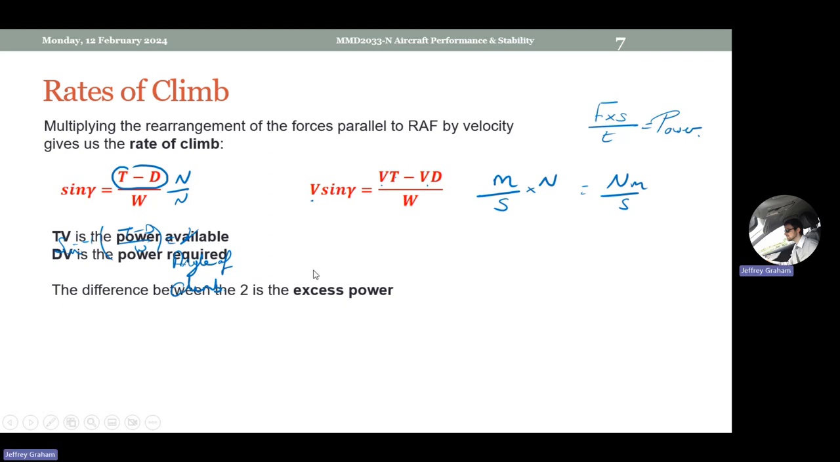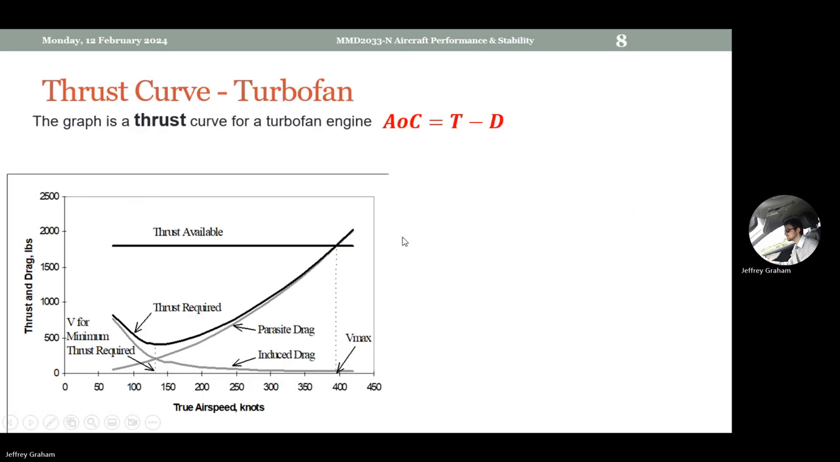Two curves are coming up. We're going to have one for the angle of climb, one for the rate of climb for thrust powered engines. This is a thrust powered engine. So your jet engine, your turbofan, typically produces a constant fixed amount of thrust if you put them on full. The thrust available will stay fixed.